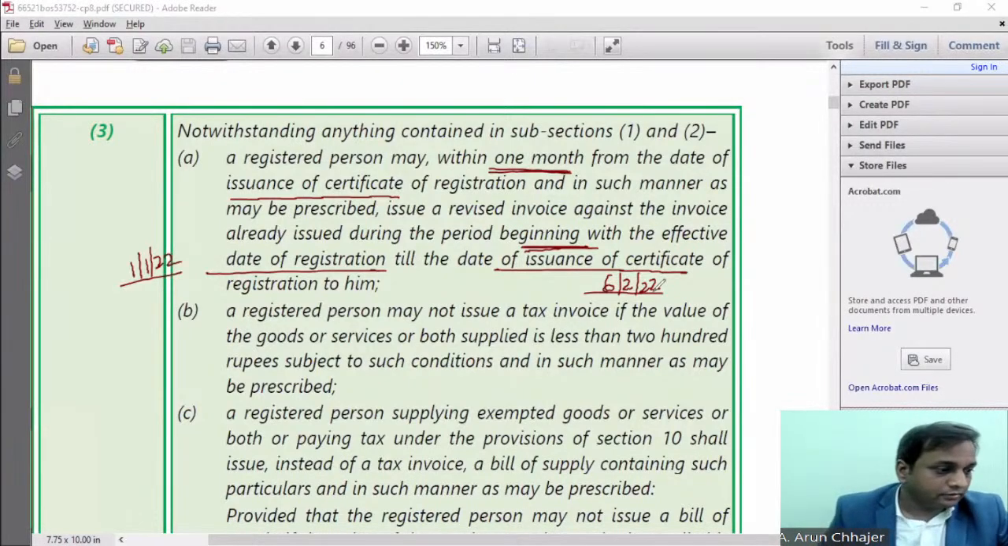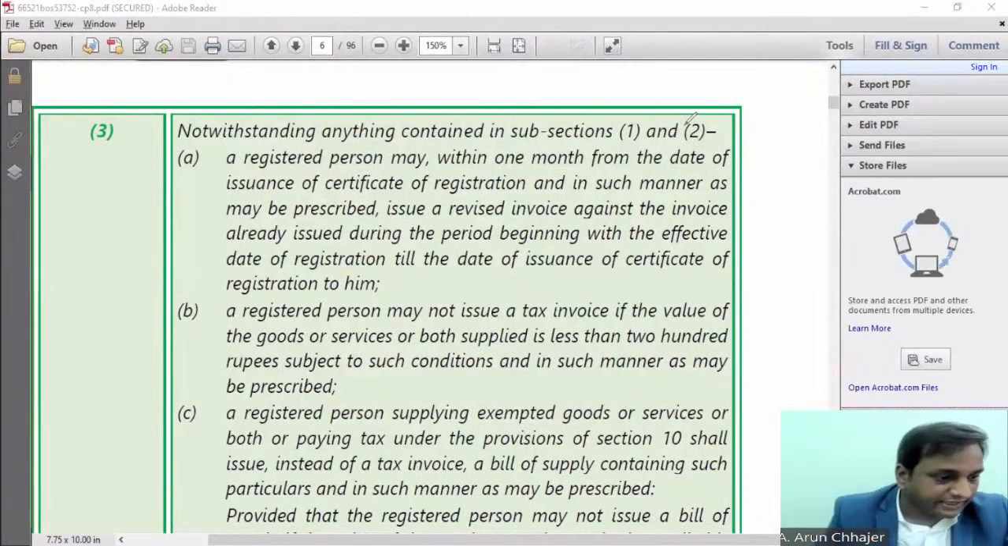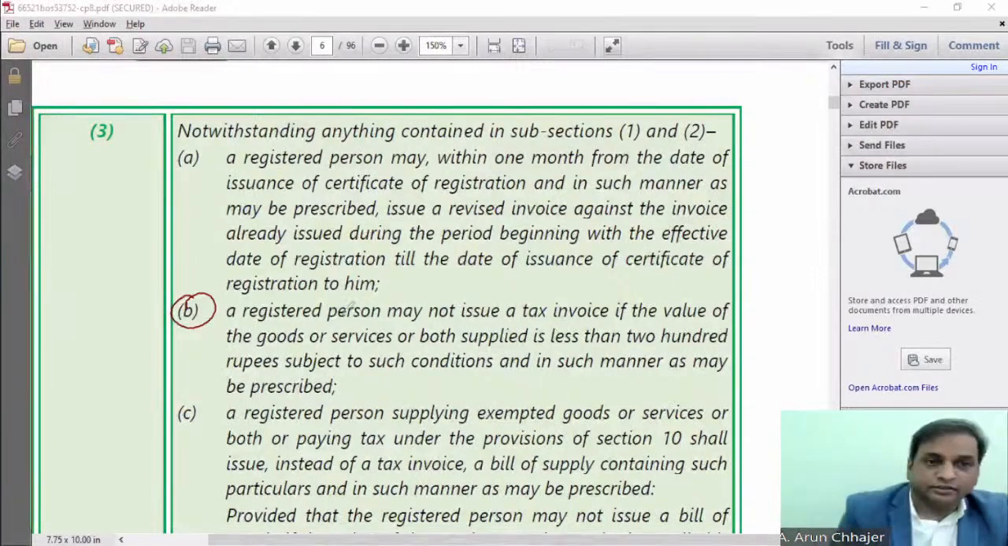Sure. I will not write on the right side, because it is not visible. Perfect, no problem. Clause B is talking about the time limit to issue the revised invoice, 1 month.